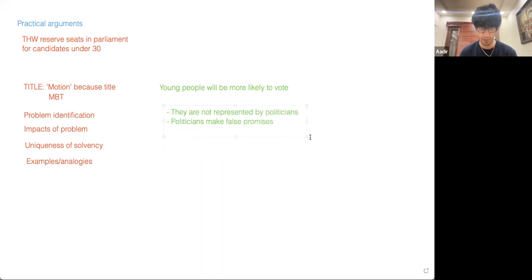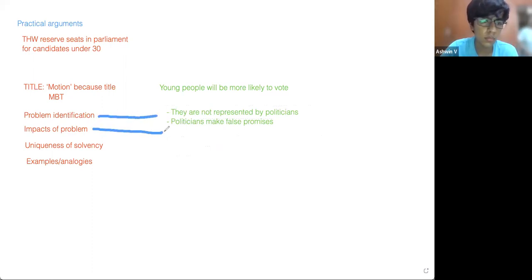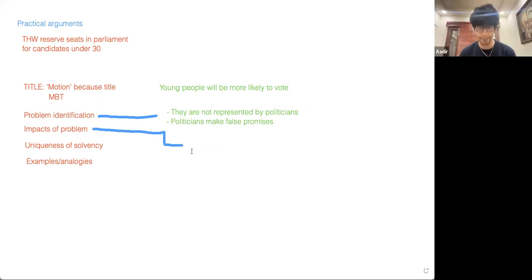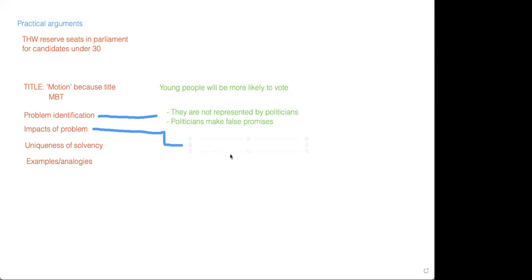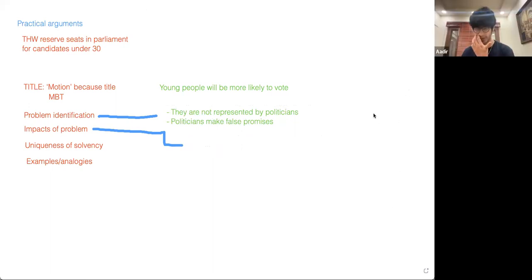Now, what are the impacts of this problem? Can we have mute if there's like... Thank you. Now, what are the impacts of this problem? Why is this a problem I should care about? Okay, young people aren't represented by politicians. Okay, politicians make false promises, so people don't vote. Why is that a bad thing? Why is it a bad thing that people don't vote?